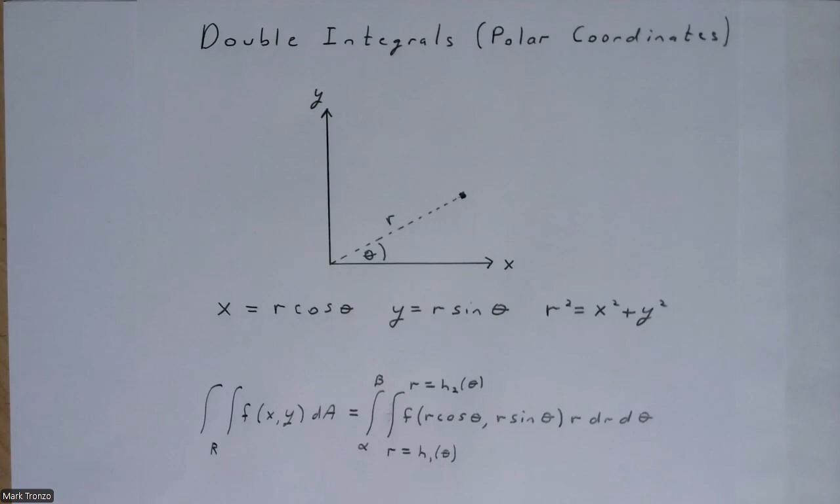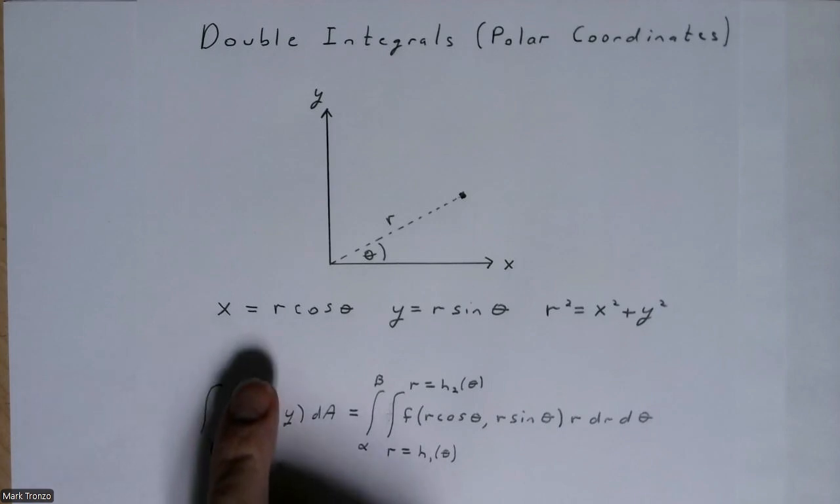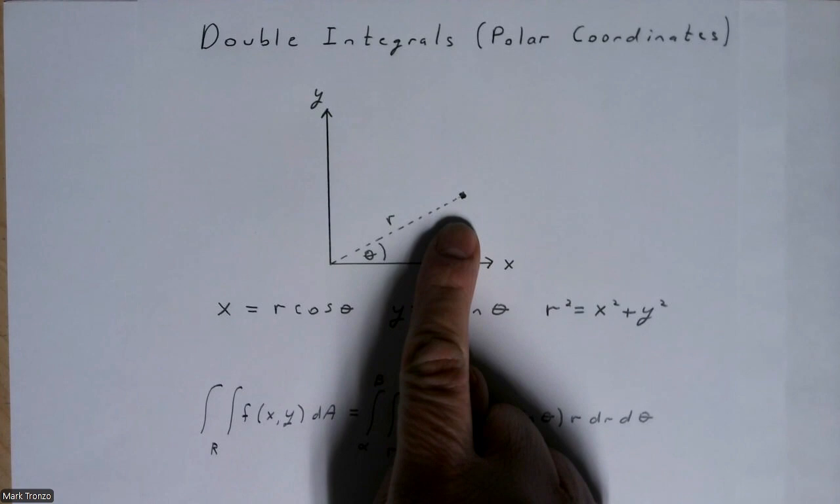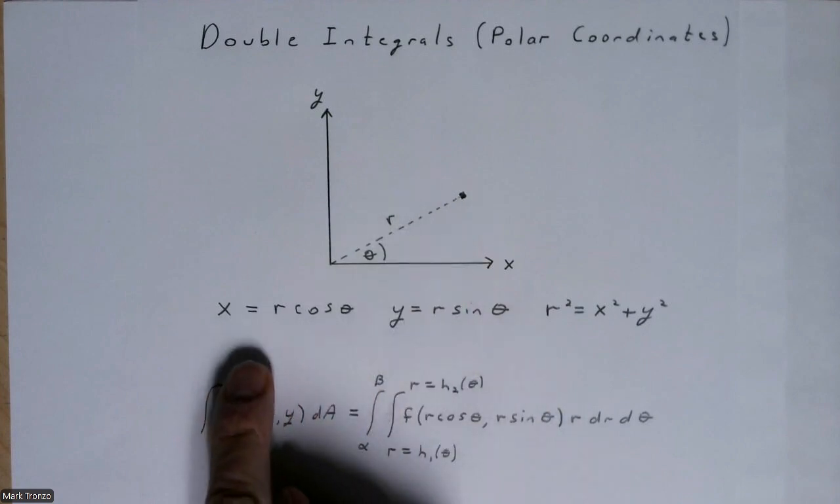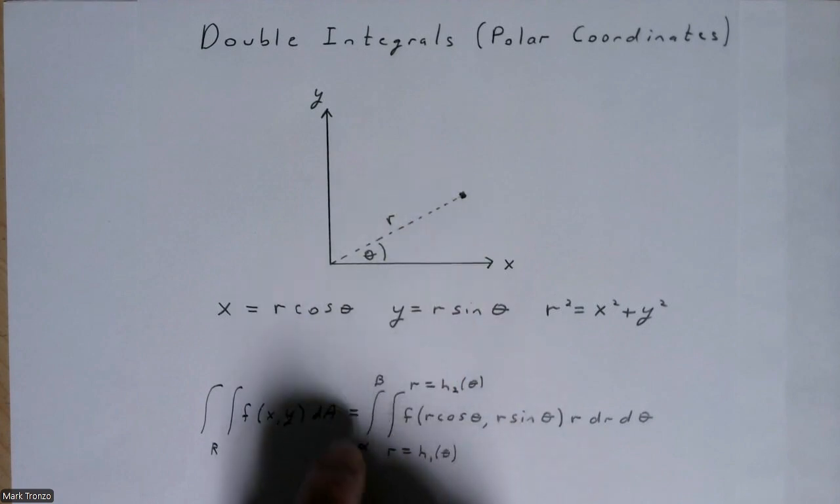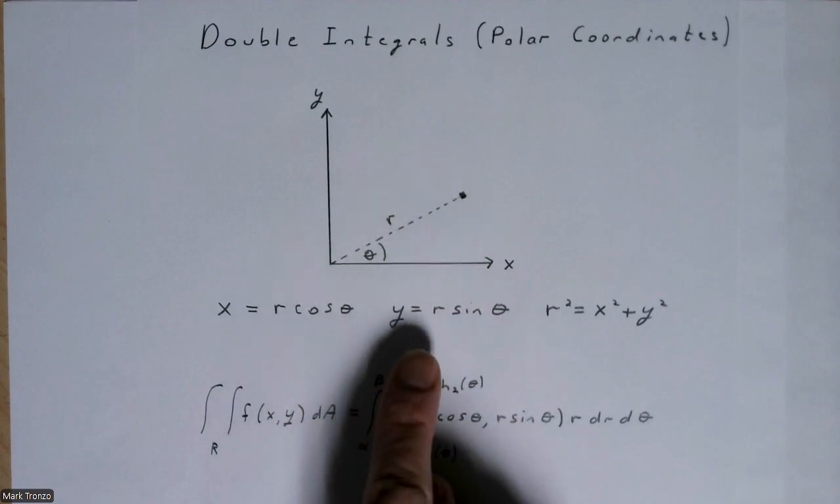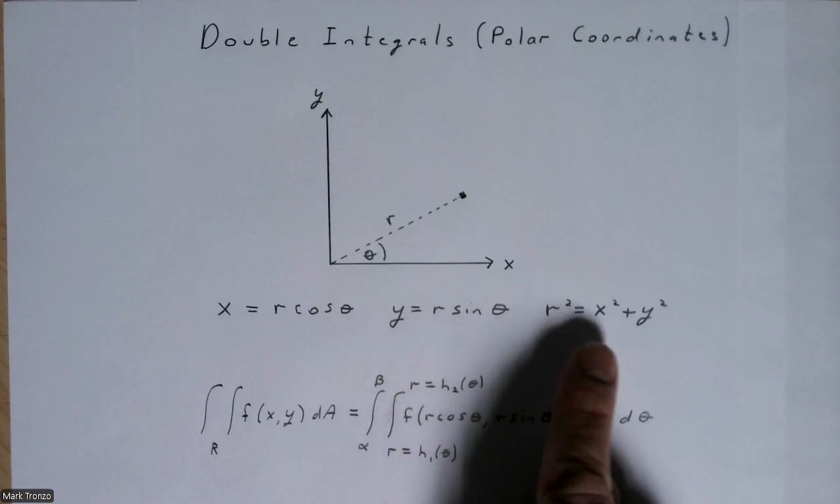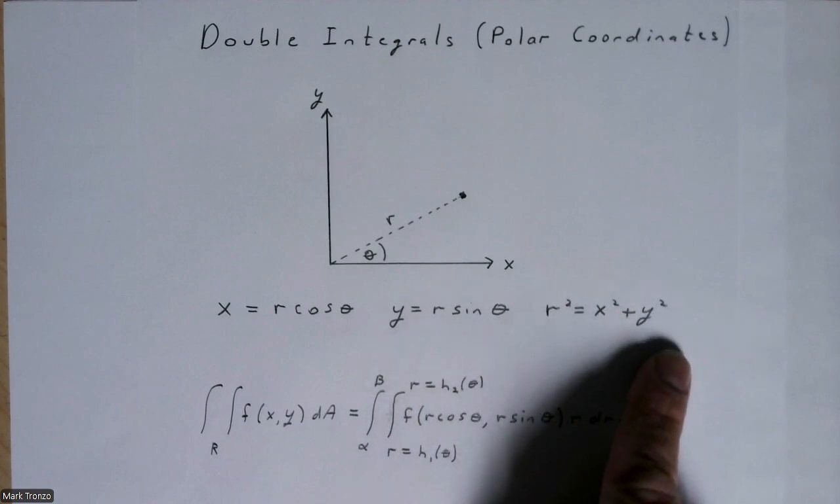First of all, let's look back to what you had in Calc 2. Remember, polar coordinates were given like this. If you wanted to establish this point here in polar coordinates, x was r cos theta, as you can see from the right angle trigonometry. y equals r sin theta. And then r squared was x squared plus y squared. So we're going to use those when we make our conversions.